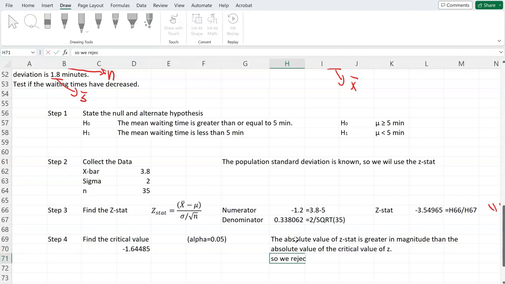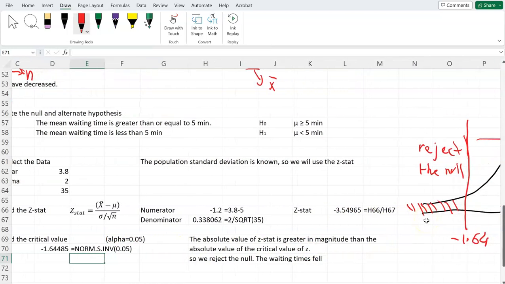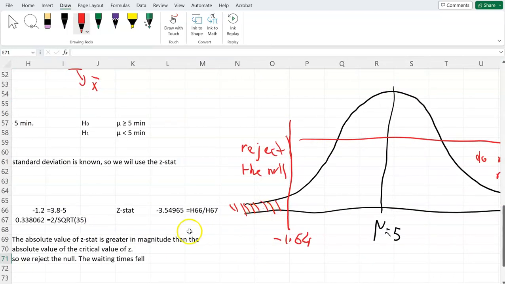So we reject the null, which means that the waiting times fell. So the waiting times have fallen. In this case, if you notice, we are not dividing the alpha by 2, since it's a one-tail test. We are keeping the alpha as is. Now the other way of doing this same thing is using p-values.